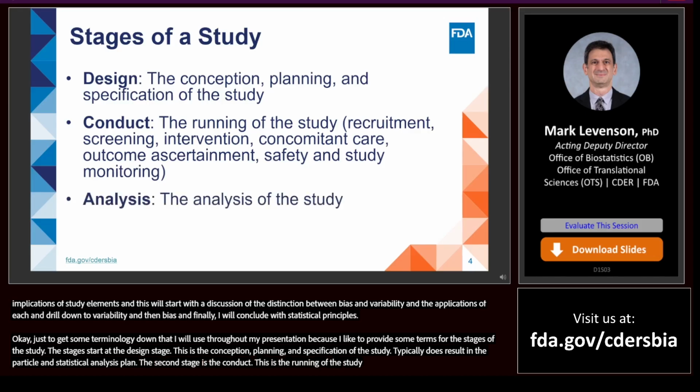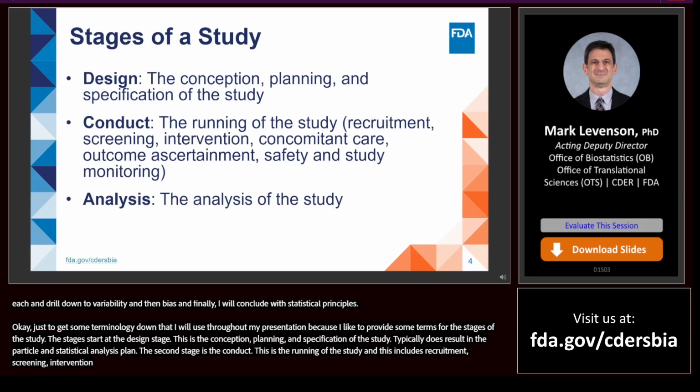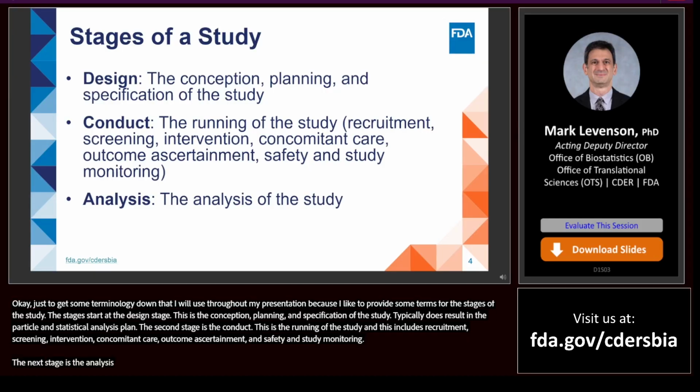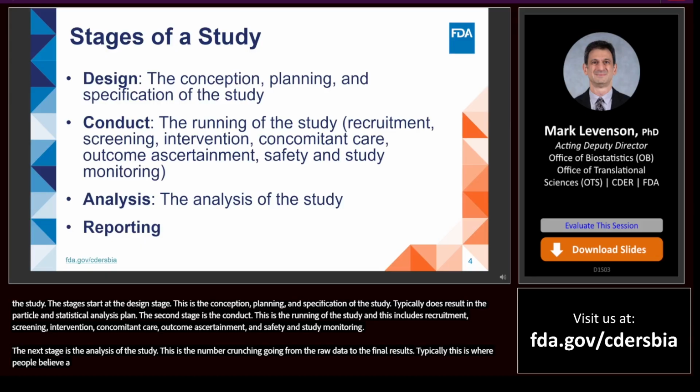The next stage is the analysis of the study. This is the number crunching, going from the raw data to the final results. Typically, this is where people believe the statistician comes into play. But I argue that the statistician has a role in all the stages of a study. Finally, there's reporting. The reporting of the study should basically align with the protocol and statistical analysis plan. I won't go into reporting much today, but there are guidelines on this.